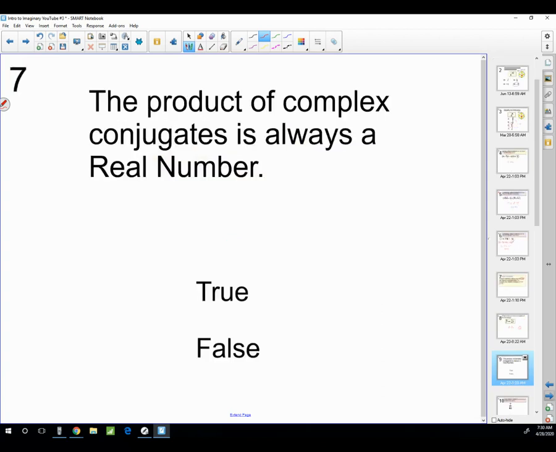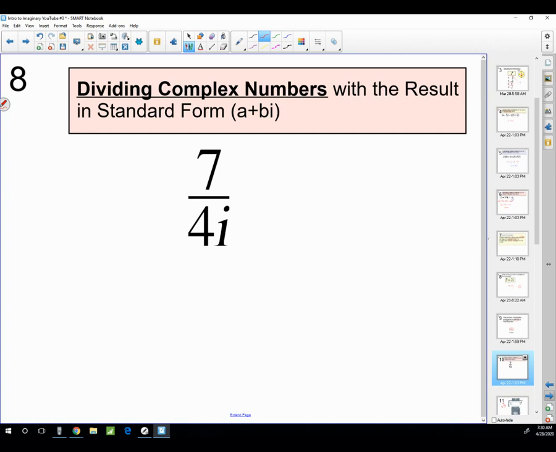And then there's this true-false question, which is true. The product of the complex conjugates is always a real number. Keep in mind, this is math class. We can use the word always. All right, number 8. We get to this.